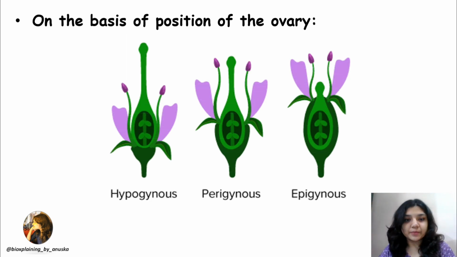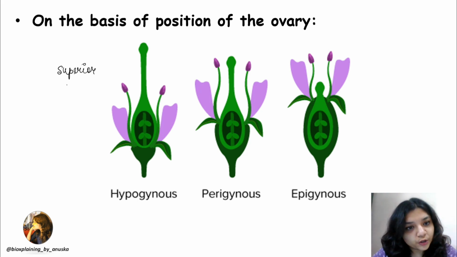So we have 3 types here. What are they? Hypogynous, Perigynous and Epigynous. Hypogynous basically means superior ovary. If you look into the diagram very carefully, you'll be able to understand that as compared to the other whorls of the flower, the ovary is placed at a slightly higher position.